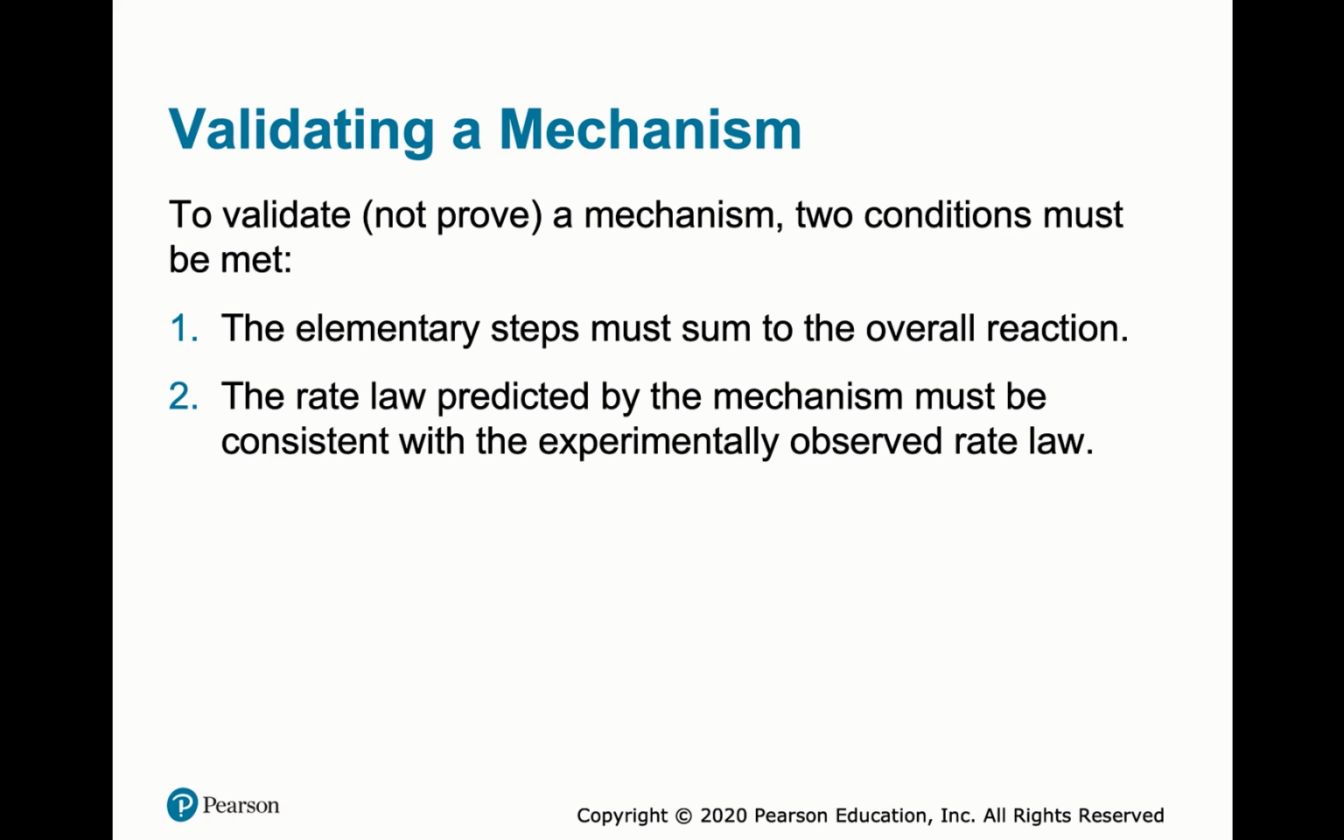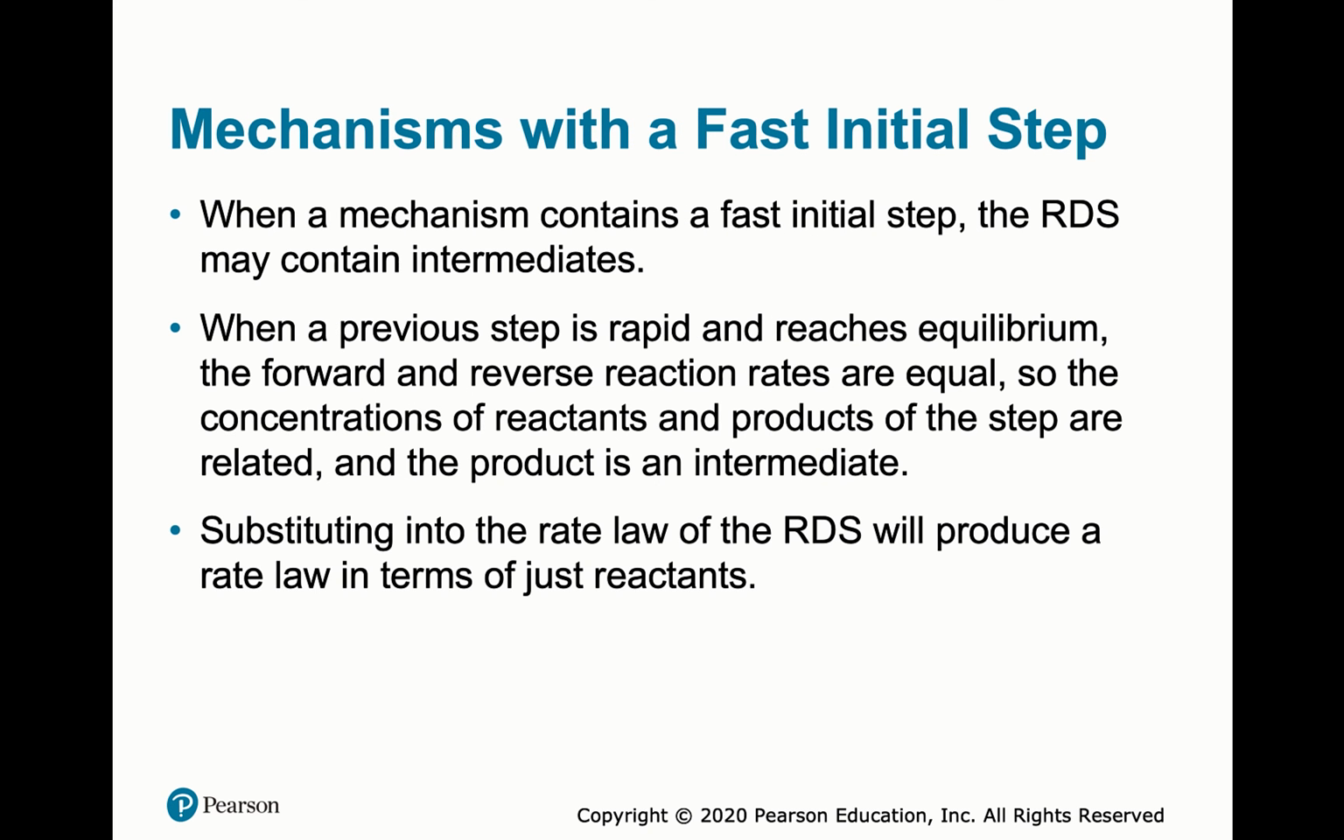To validate but not prove a mechanism, 2 conditions must be met. The elementary steps must sum to the overall reaction, and the rate law predicted by the mechanism must be consistent with the experimentally observed rate law. These 2 things are important. And if you haven't guessed, it's much like we are making it up, because we are making it up. And nowadays we have more tools, but we also know it many times is much more complicated. So this is us trying to make sense of this. And we are getting better, but this is still something that we are working on.